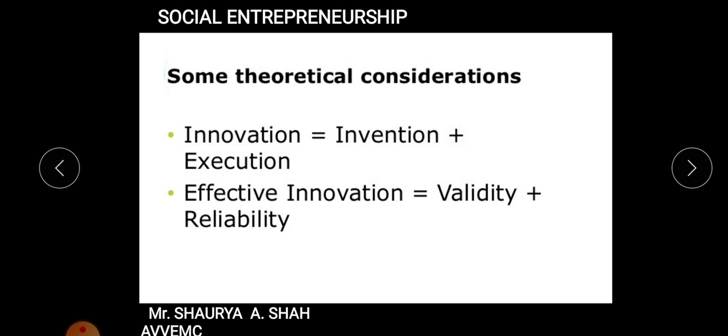So what is innovation particularly? Innovation is invention plus execution, right? You are inventing something new plus you are executing that thing. That is known as innovation. And effective innovation means validity plus reliability, right?